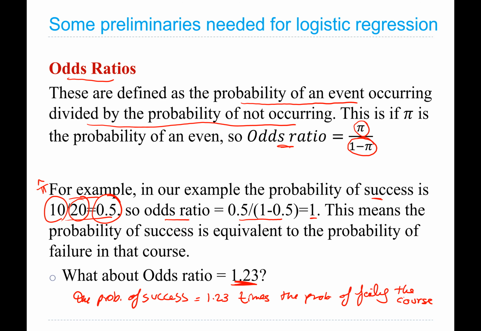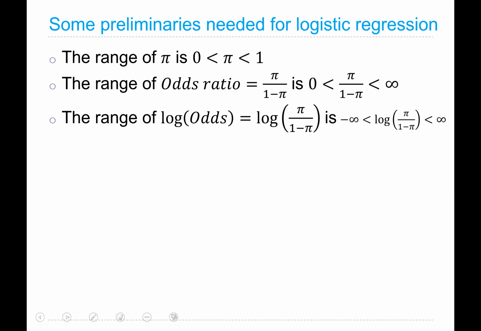If the odds ratio is 3, it means the probability of success for this course is 3 times the probability of failing the course. This is the meaning of the odds ratio. So why am I covering the odds ratio? I will let you know. Because the range of pi is between 0 and 1.